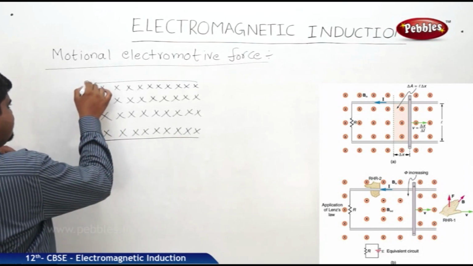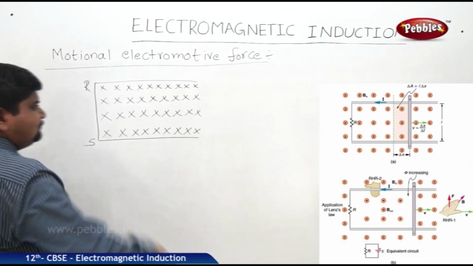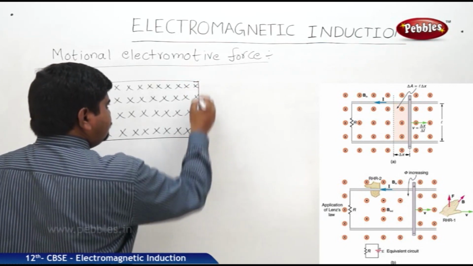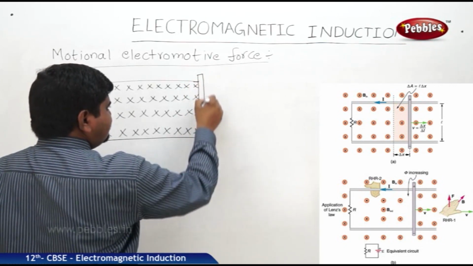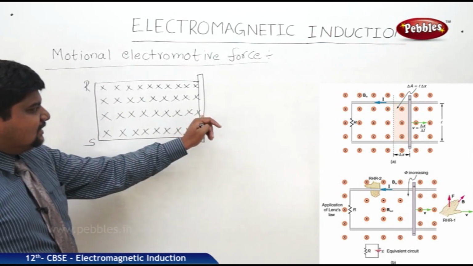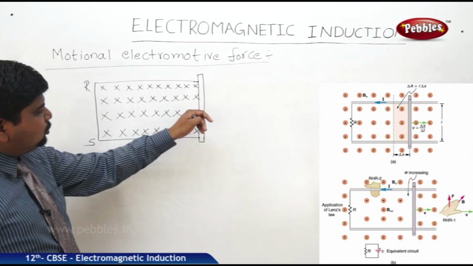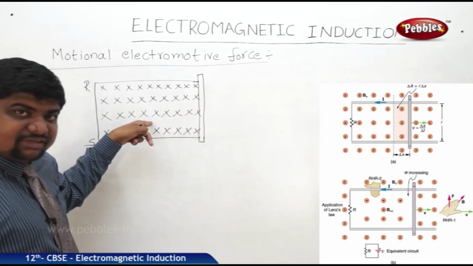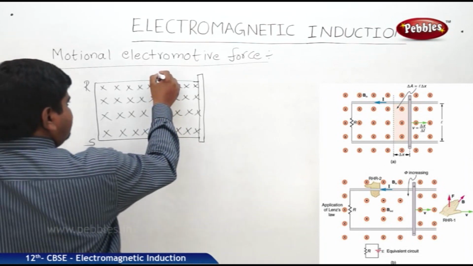Now this is RS. Initially, one conductor rod we took and it is placed like this. And this conductor rod is moved towards the RS by crossing the uniform magnetic field. So it is crossed like this.